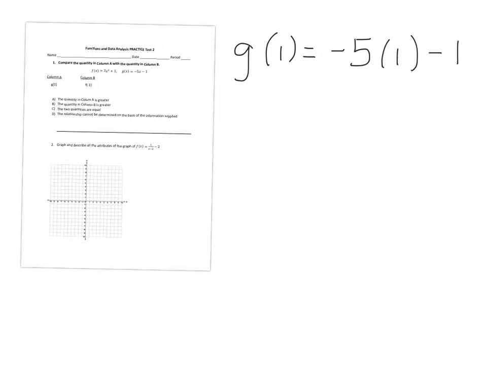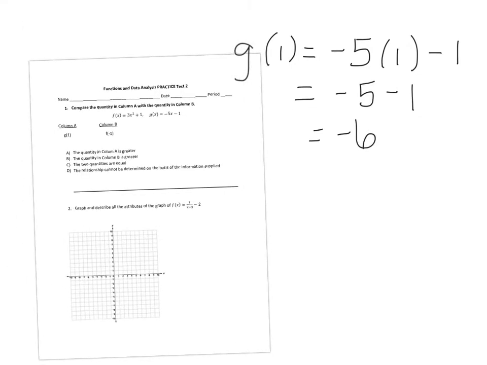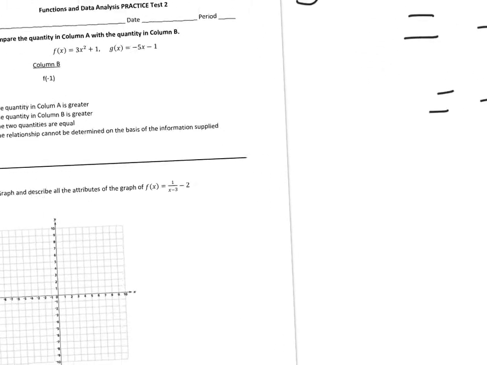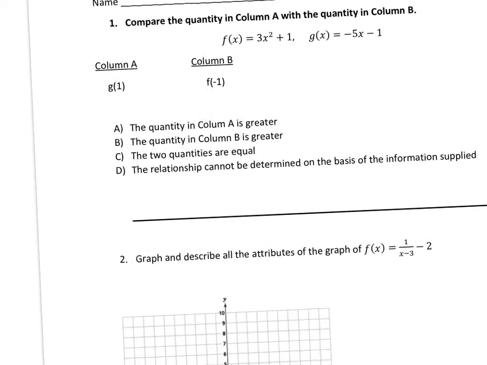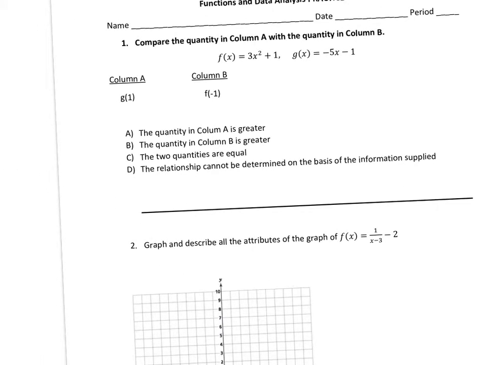Okay, so now we just solve on the right side. Negative 5 times 1 is negative 5. And then we have a minus 1. And then negative 5 minus 1 is negative 6. So the answer to this part over here, g of 1, the answer to g of 1 is negative 6. That's the answer that we got.